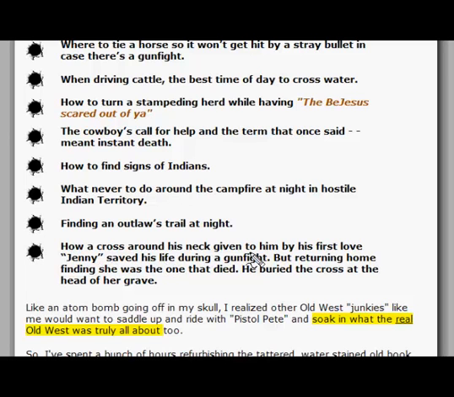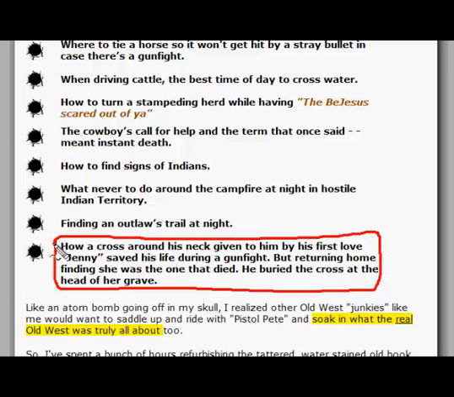Okay, how a cross around his neck given to him by his first love, Jenny, saved his life during a gunfight, but returning home finding she was dead, he buried it. Now here in this bullet point you are giving away too much, and as a standard, this is no hard and fast rule, but it's nice to keep your bullet points kind of symmetrical, and this one kind of stands out from the rest because it's much longer than the others. Not a big rule, but you want as much as possible to have your bullet points look symmetrical.